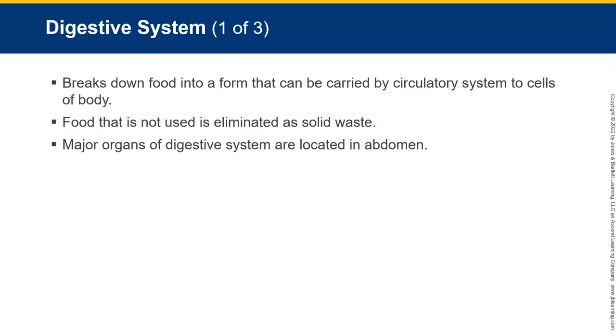Now, the digestive system breaks down food into a form that can be carried by the circulatory system to cells of the body. If it's not used, it's eliminated, and then major organs of the digestive system are located in the abdomen.